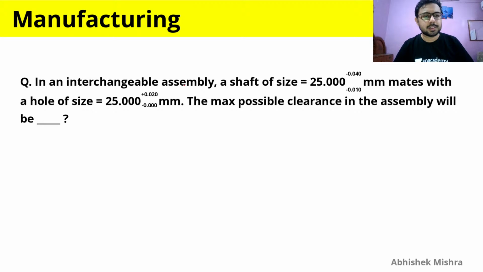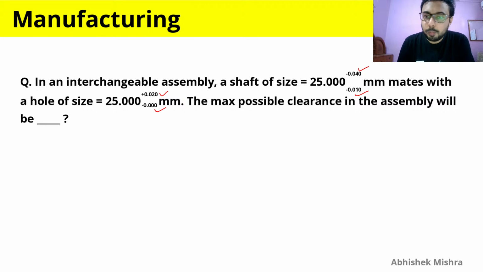Now one more question here is: given that in an interchangeable assembly, a shaft of the size given in the question mates with a hole of size again provided in the question, the maximum possible clearance in the assembly will be. So to do this question, you can see here that whenever a size with tolerance is given, the upper limit is written at the top and the lower limit is written at the bottom. But here in this question we have the lower limit value written at the top and the upper limit written at the bottom.